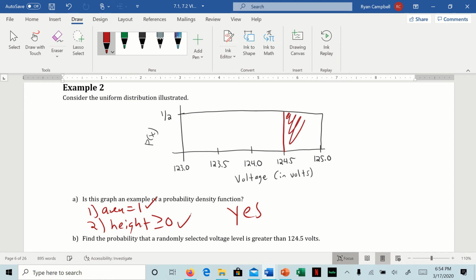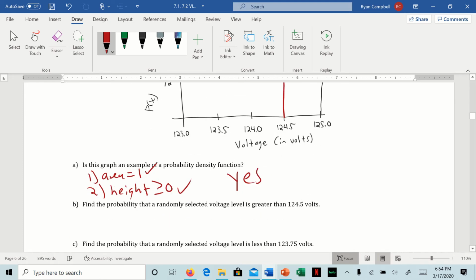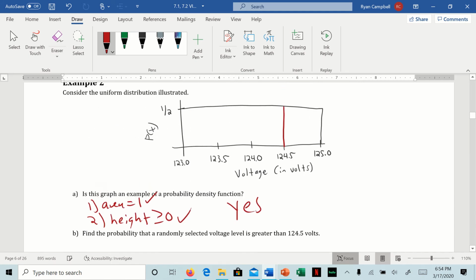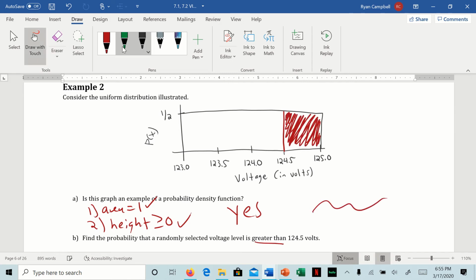Whoop, it disappeared on me again. Let's try to see if we can fix it. Oh, that's not doing great. There we go. All right. Cool, cool, cool. All right, so we have the area.